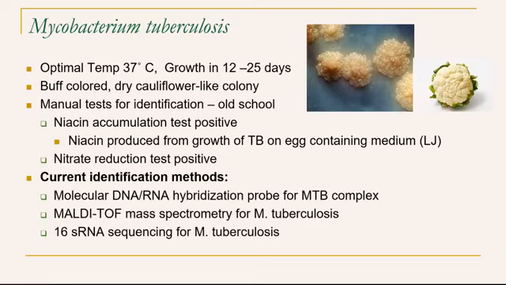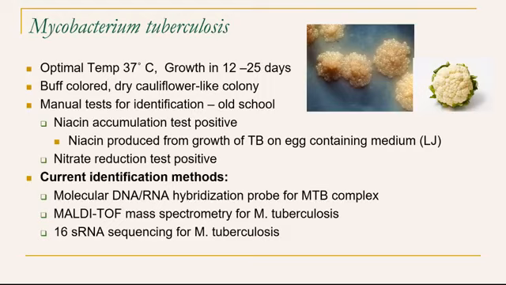If we're using manual tests for identification, this is a bit old school, but they are classic. We would start with a niacin accumulation test, which would be positive for TB. Niacin is produced from the growth of the TB organism on egg-containing media, such as Lowenstein-Jensen. And then we would do a biochemical reaction to determine the presence of niacin. Also, TB has a nitrate reduction test that is positive. So niacin and nitrate positive were the old manual tests that we used to use.